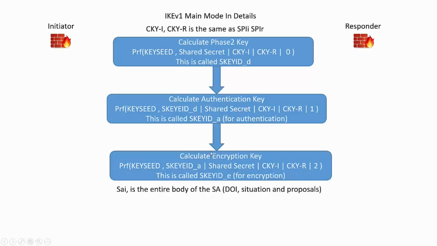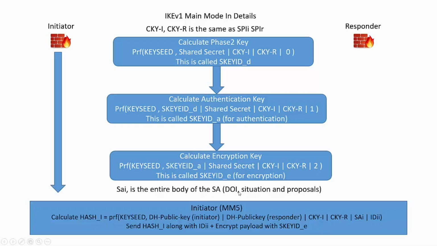And then, it's going to calculate the encryption key. It will run the pseudo-random function again with the authentication key, SKEYID_a, the key that was produced from the previous operation. And it will use the key seed and shared secret key, the SPI from the initiator and the SPI from the responder, and then the value 2. And then it's going to create the encryption key. The encryption key is going to be used to create a hash.